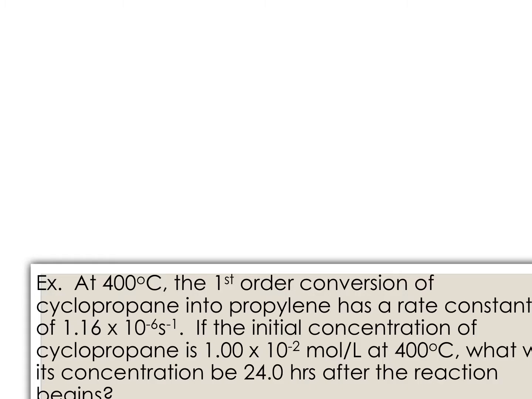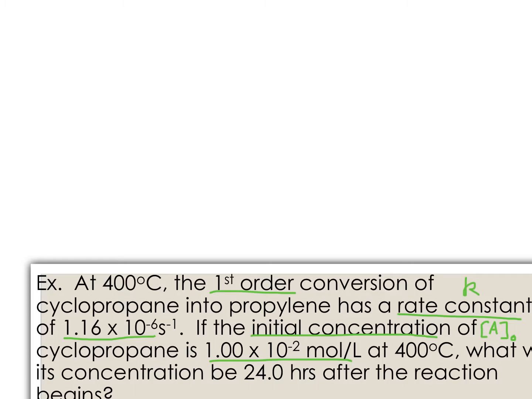So first of all, it says it's first order. Let's keep that in mind. It has a rate constant. Well, we know that rate constant is little k. So we've been given a k. Here's the number for it. If the initial concentration, okay, well we know what initial concentration is. That's that A to the O. Initial concentration of cyclopropane gives us a number. Awesome.